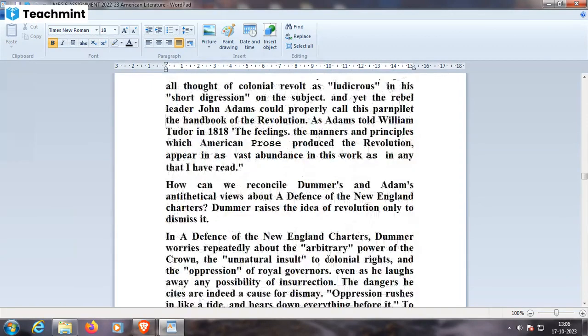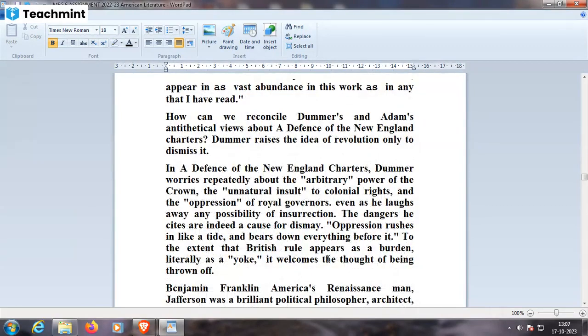How can we reconcile Dummer's and Adams' antithetical views about the Defence of the New England Charters? Dummer raises the idea of revolution only to dismiss it. In the Defence, Dummer worries repeatedly about the arbitrary power of the crown, the unnatural insult to colonial rights, and the oppression of royal governors, even as he laughs away any possibility of insurrection. The dangers he cites are indeed a cause of dismay. Oppression rushes like a tide and bears down everything before it. That is what he says. To the extent that British rule appears as a burden, literally as a yoke, it welcomes the thought of being torn off.